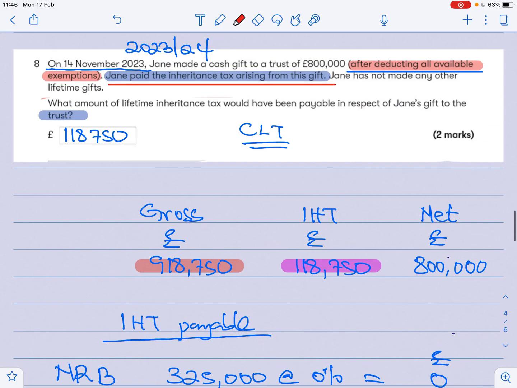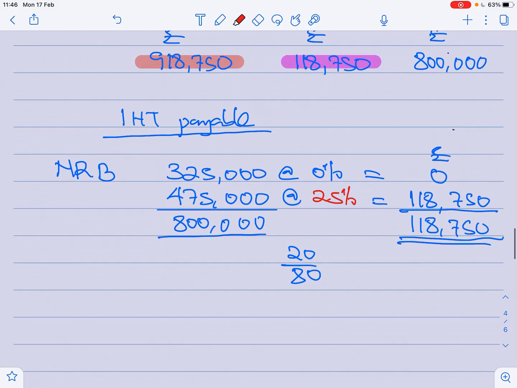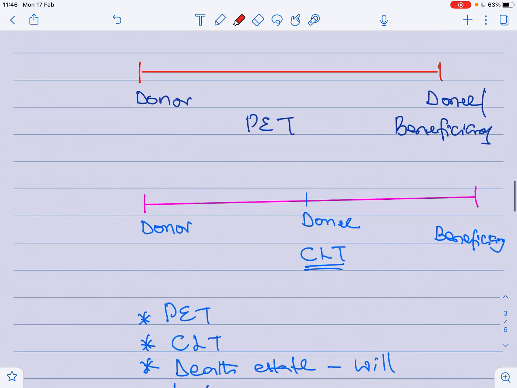Your requirements could be the inheritance tax payable during the lifetime of the donor, and another requirement might be asking you to determine the gross amount, which is 918,750. So the more reason for you to get the requirement of the question right. The requirement of the question is not talking about the gross amount. Instead, it is the inheritance tax payable. And there you have it, 118,750. Job done. Moving on.